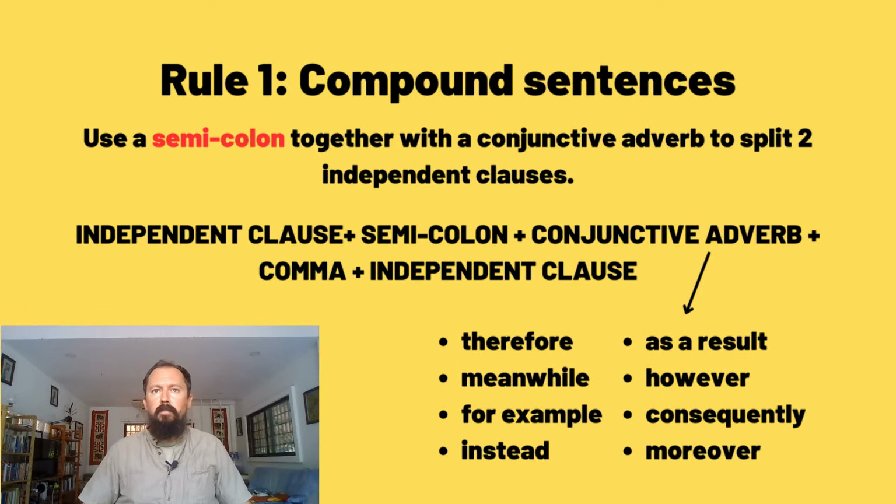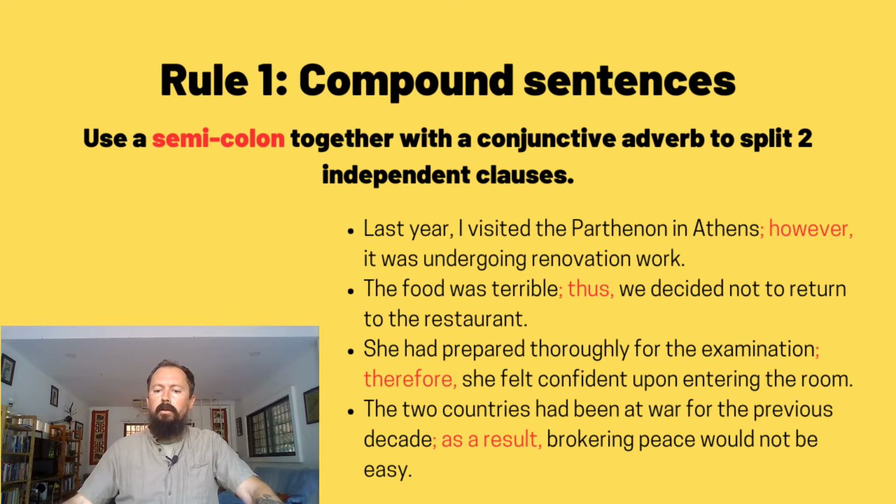A conjunctive adverb is a word like however or therefore or meanwhile. They're very common. You use them quite often, and I'm sure you've seen this kind of sentence many times before. Here are 4 examples. Let's look at them. I've highlighted the middle part where we have the semicolon. So last year I went to the Parthenon in Athens. However, it was undergoing renovation work. So we have 2 independent clauses here. I visited the Parthenon in Athens. It was undergoing renovation work.